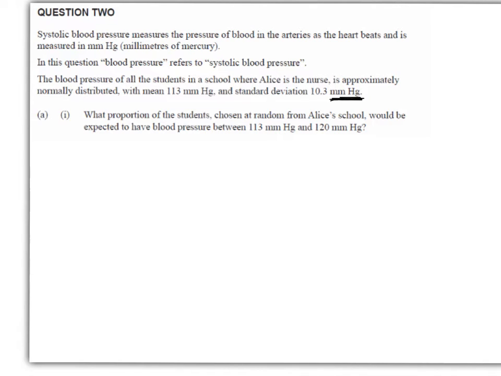Okay, so the first question: what proportion of the students chosen at random from Alice's school would be expected to have blood pressure between 113 millimetres of mercury and 120 millimetres of mercury? I'm not going to read every word of that question out, but you should be reading it very carefully before you start doing anything with your pen.